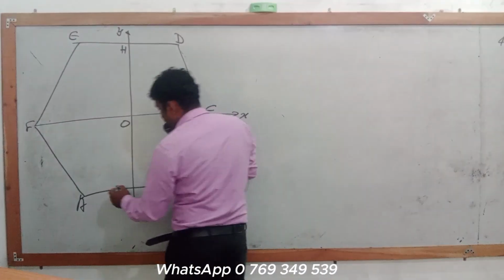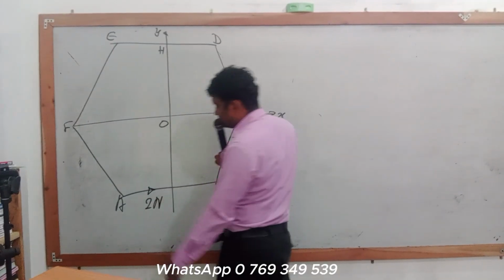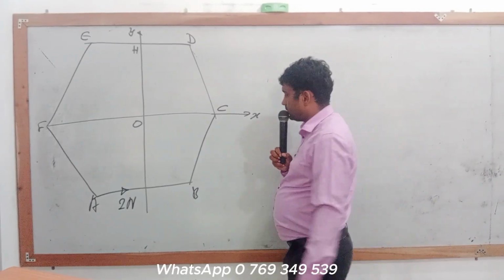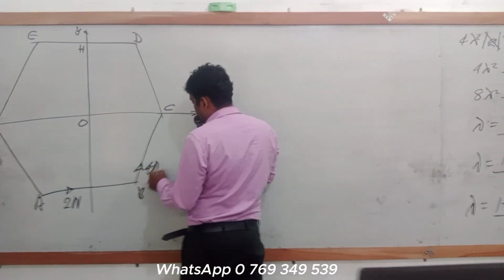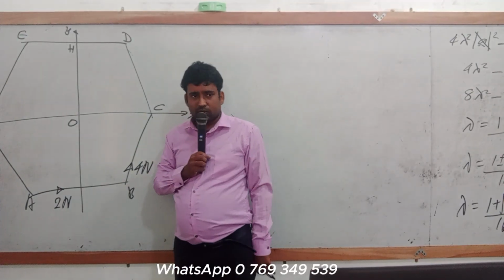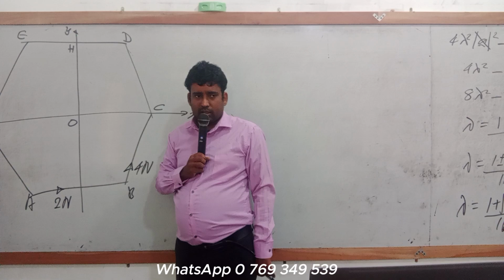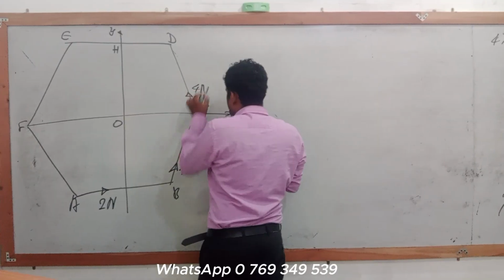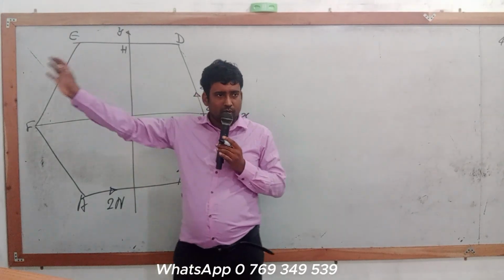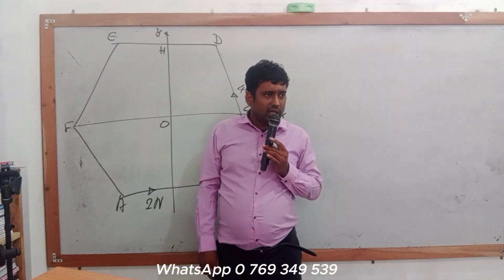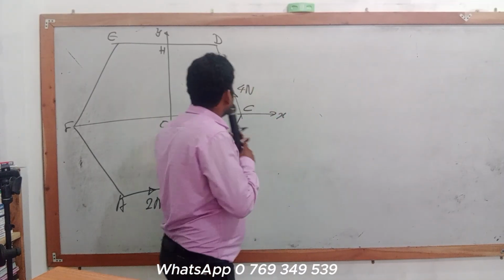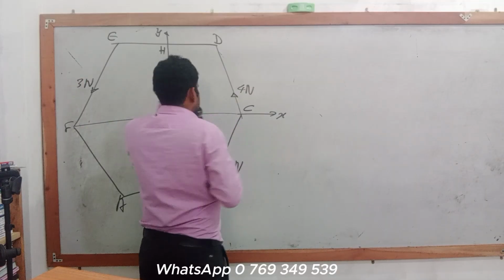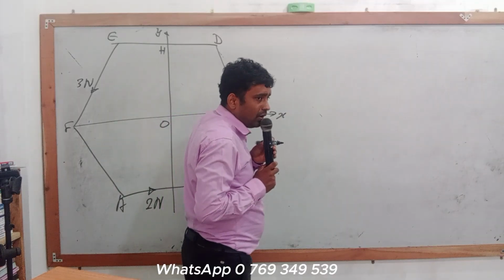AB 2 newton, and BC 4 newton, and CD 4 newton, EF 3 newton, and FA.